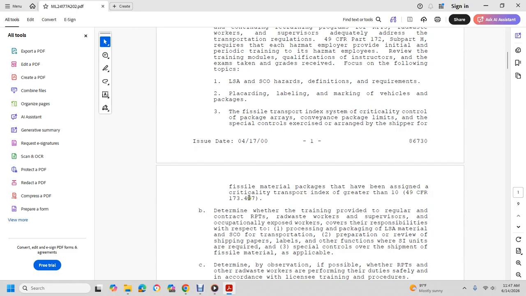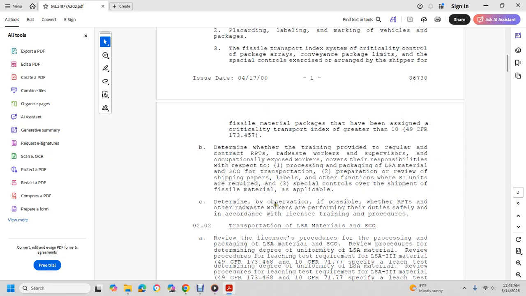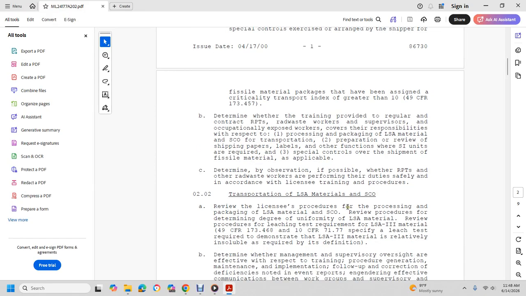Title 49 CFR 173.457: determine the role of the training provided, with a regular contract with the radiation protection technicians, radwaste workers, supervisors, and occupationally exposed workers, covering the responsibilities with respect to the processing area, and packaging of the LSA material and SCO, transportation, preparation for review, shipping papers, labels, and the other functions, with the SI units required. The special controls over the shipment of fissile material will determine the observation possible. Radiation protection technicians or other radioactive waste workers performed the duty safely according to licensee training procedures.